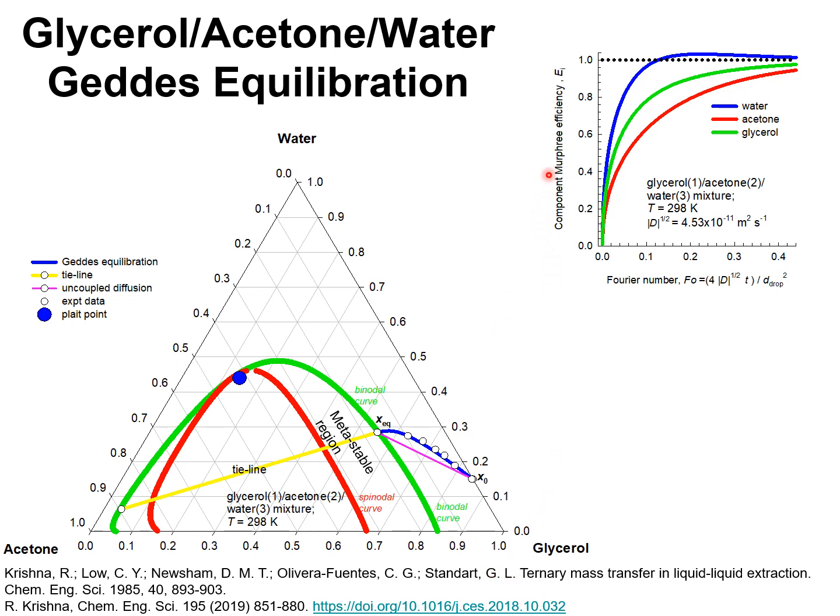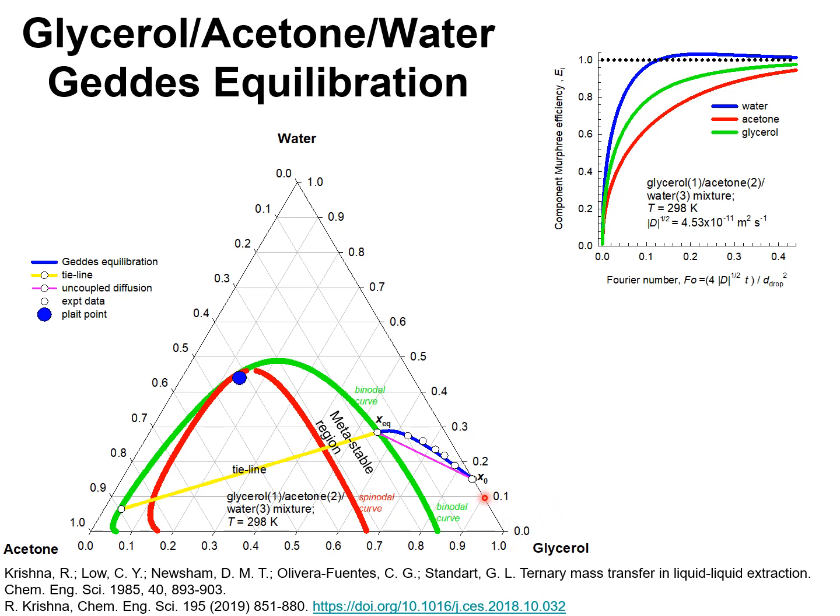The calculated component efficiencies are plotted here in this diagram as a function of the Fourier number, and we note that the component efficiency of water exceeds unity for a range of contact times, and the component efficiencies of the three species are all unequal.